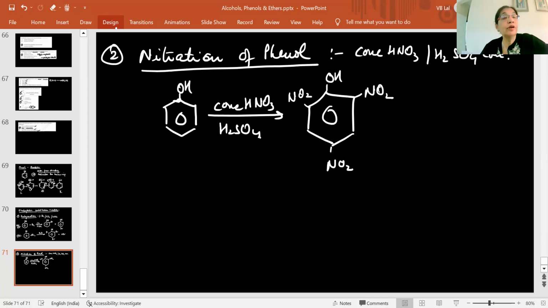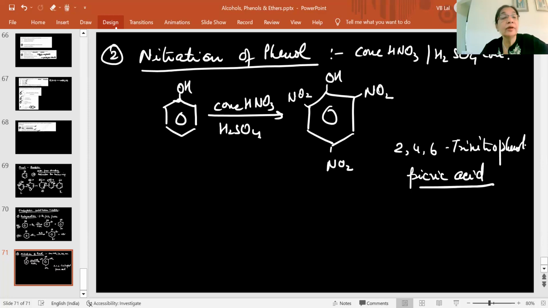This compound, I've already told you the name. It is 2,4,6 trinitrophenol. It is known as picric acid. Why do we call it an acid? Because of the 3 nitro groups. Phenol is anyway acidic in nature. Because of the 3 nitro groups, it becomes highly acidic in nature. So that is 2,4,6 trinitrophenol.